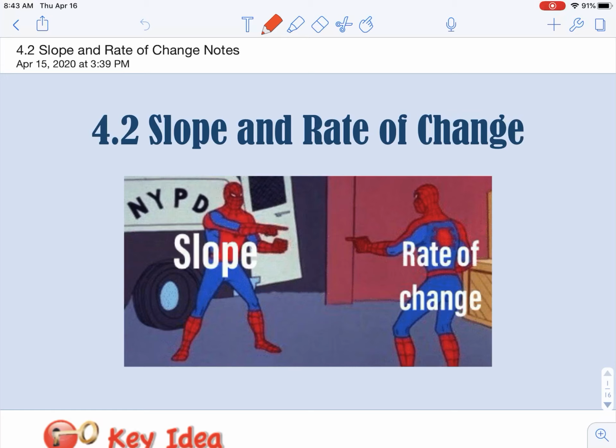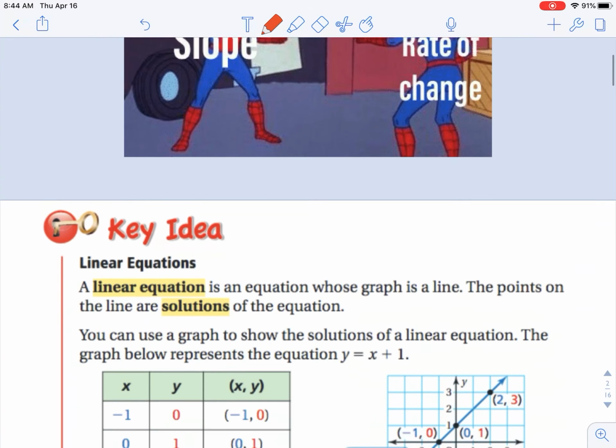So today we're going to be reviewing slope and rate of change. And hopefully in your investigation, you were able to recognize the difference between slope and rate of change. And we are going to be getting into that right now.